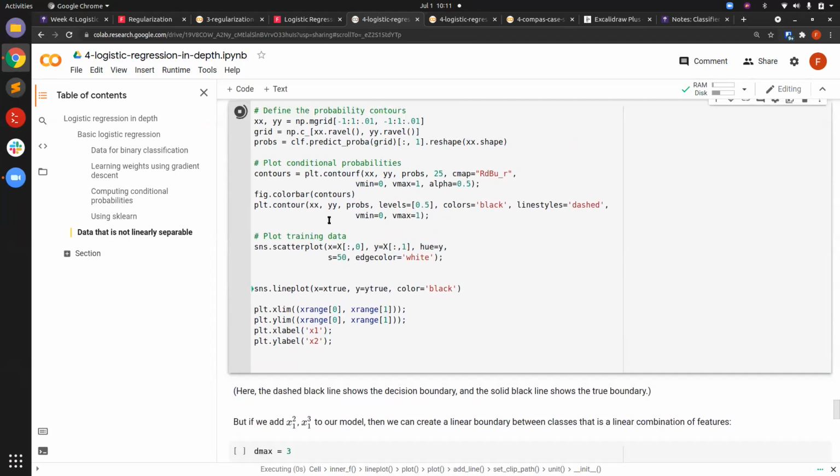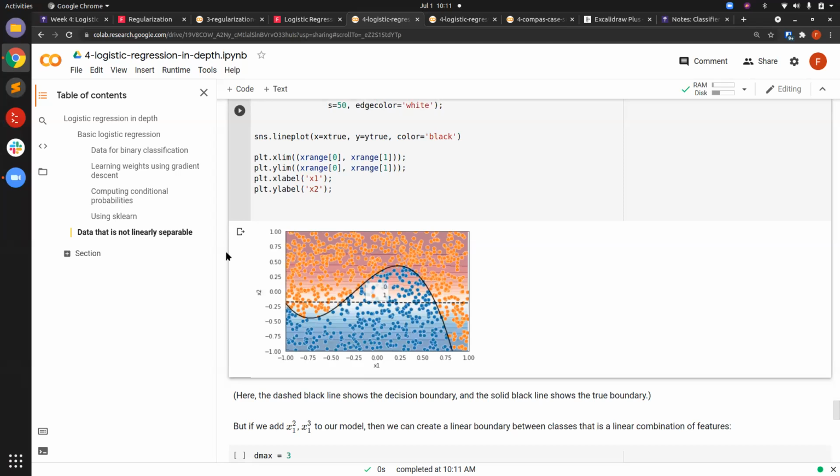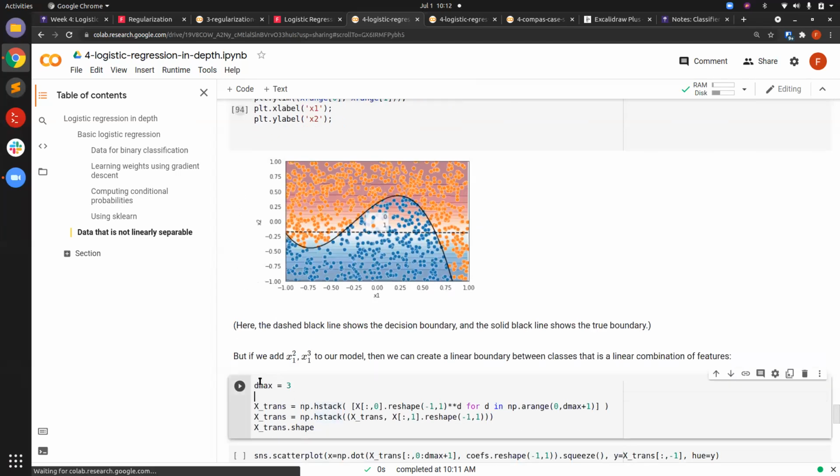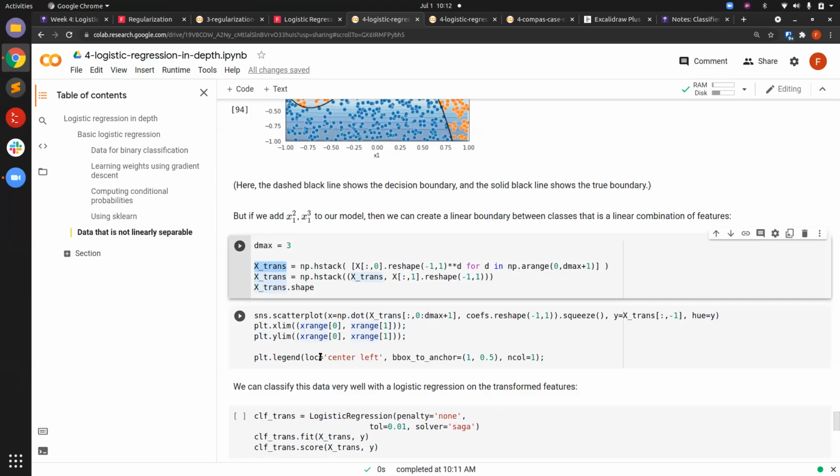So it doesn't do very well because it's producing kind of a straight line where the decision boundary is a polynomial. But if we add some transformed features to our model, let's say an x1 squared and an x1 cubed feature to our feature space, and then train the logistic regression on that.